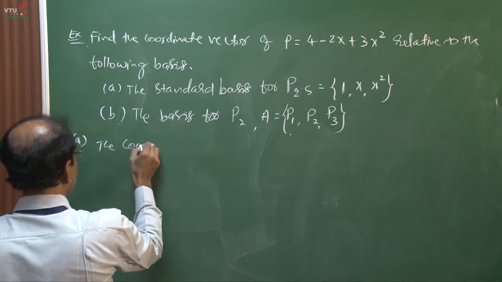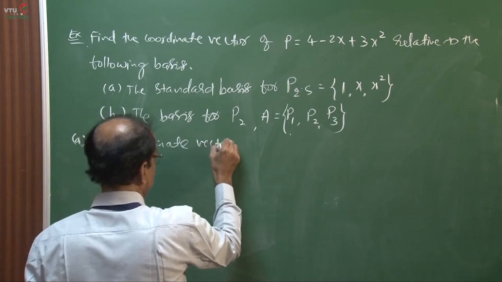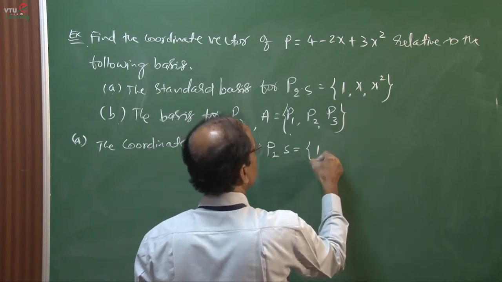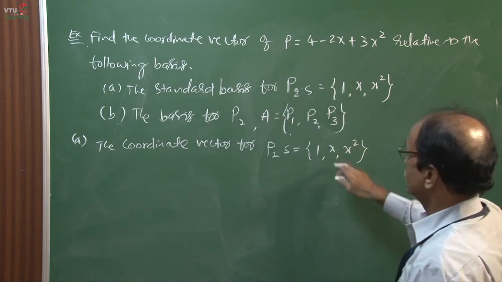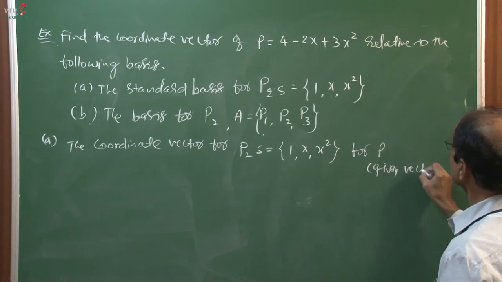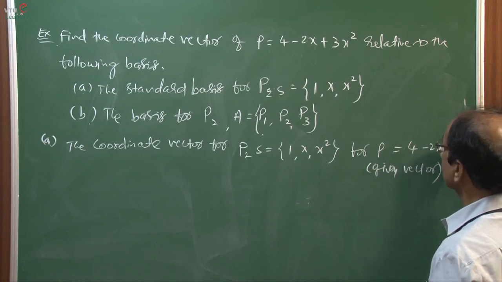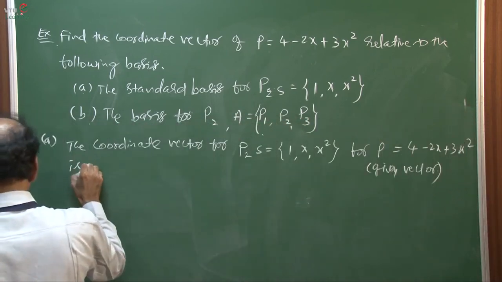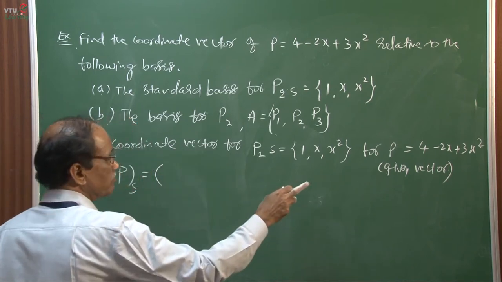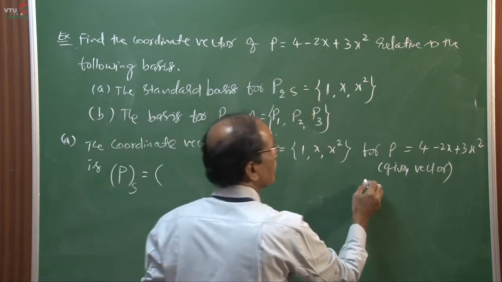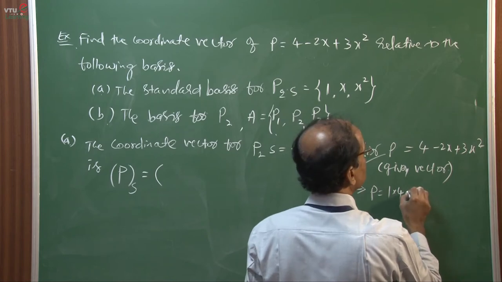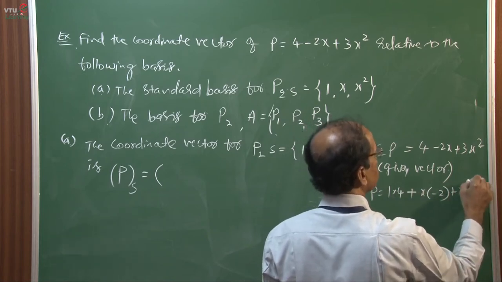The coordinate vector for P2, that is equal to {1, x, x squared}, for the given vector p, that is equal to 4 minus 2x plus 3x squared. P relative to S is equal to the coefficients. This can be taken as p is equal to 1 into 4 plus x into minus 2 plus x squared into 3.